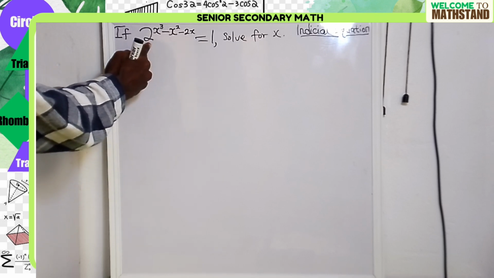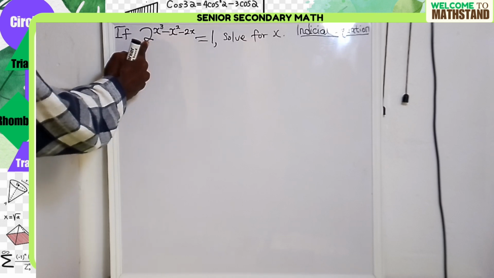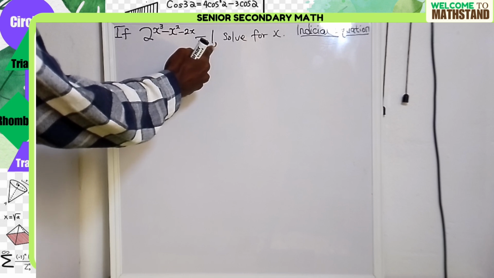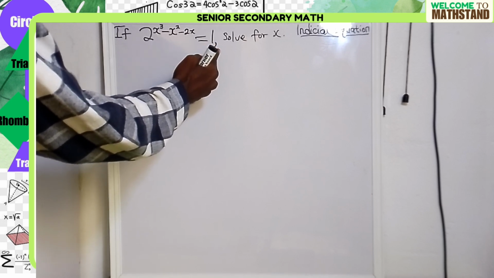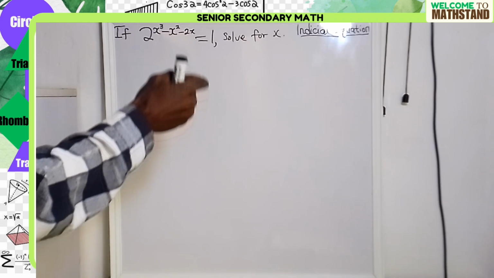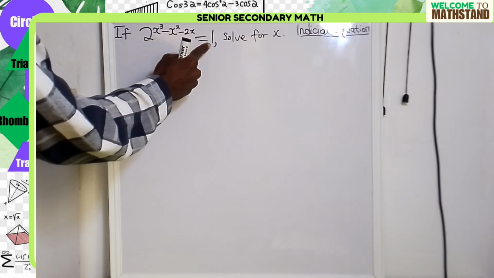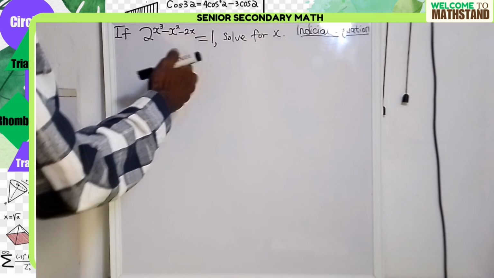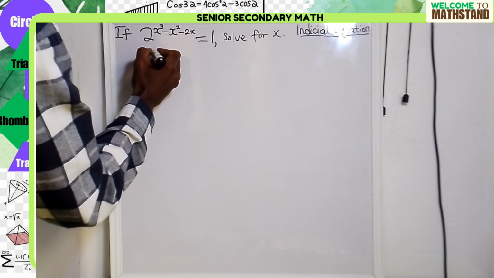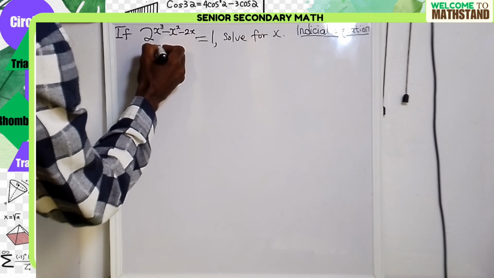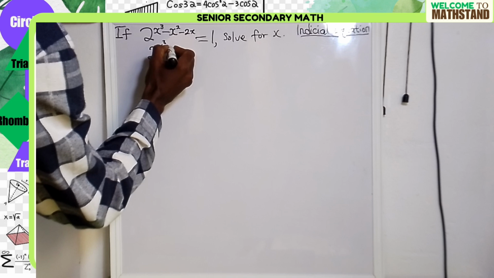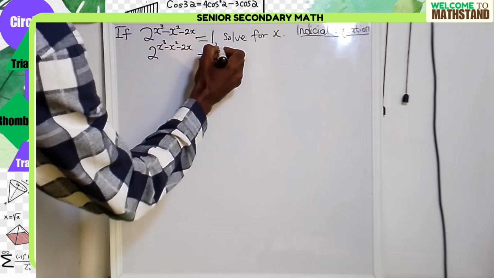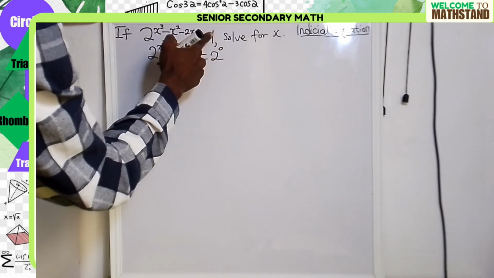So here the base is 2, sorry, and here is 1. So we can use the idea of the zero index law, which says that any number raised to the power of 0 is equal to 1. So we can take the 1 to be 2 raised to the power of 0, that means it will give us 1. So we can write this as 2 raised to the power of x cubed minus x squared minus 2x equal to 2 raised to the power of 0. Remember, 2 raised to the power of 0 will give us 1.